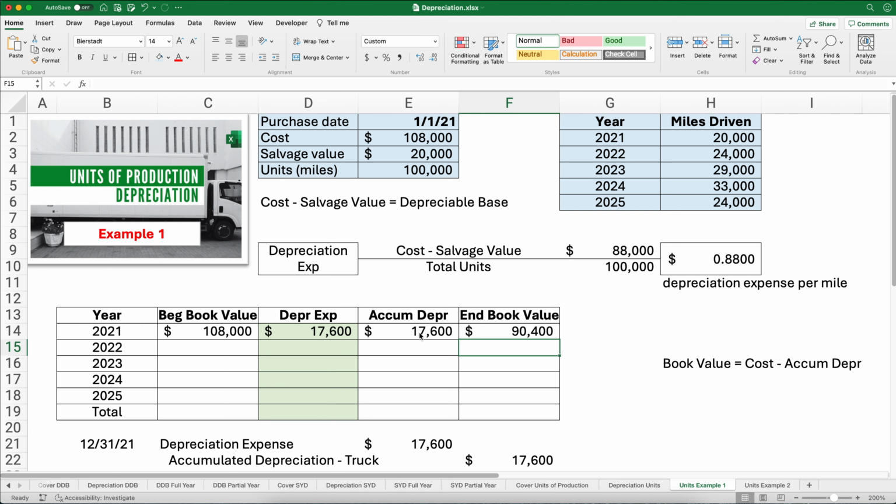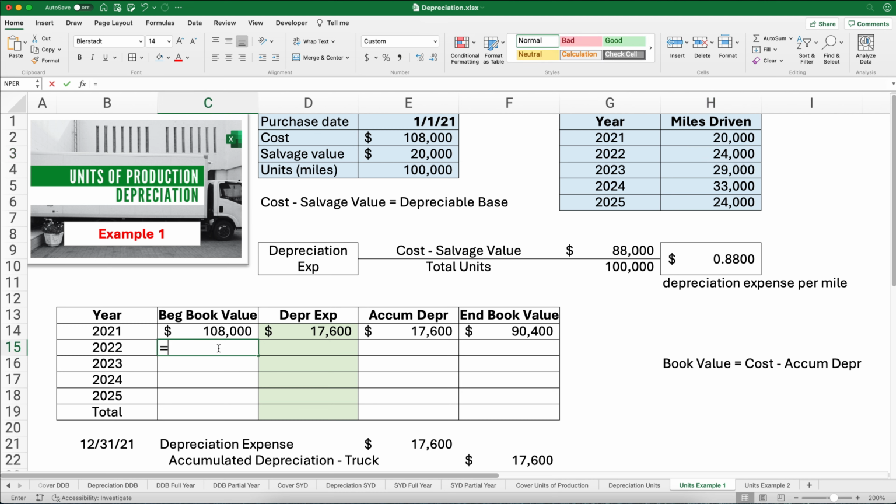All right, so that's our first year. So our first year depreciation is $17,600. If we wanted to make a depreciation expense entry, the adjusting entry, it's going to be depreciation expense of $17,600 and accumulated depreciation on the truck of $17,600. So we do that every year, and every year is going to be a little bit different because we have different miles each year.